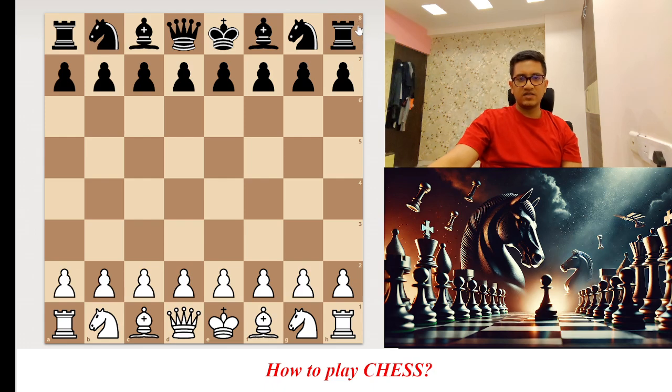So if you call something from black, let's suppose you are calling h6, that means this pawn will come here to h6. This notation will come later in the game. So let's first see how to start the game and how the pieces move.